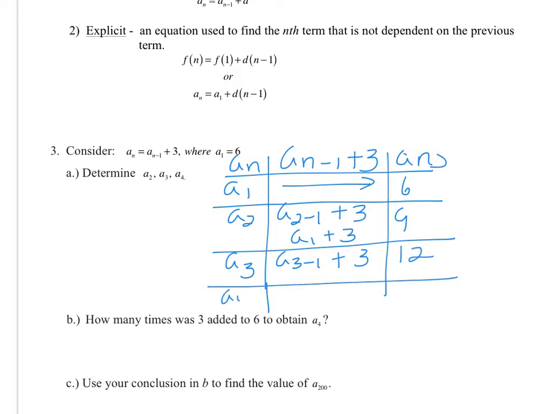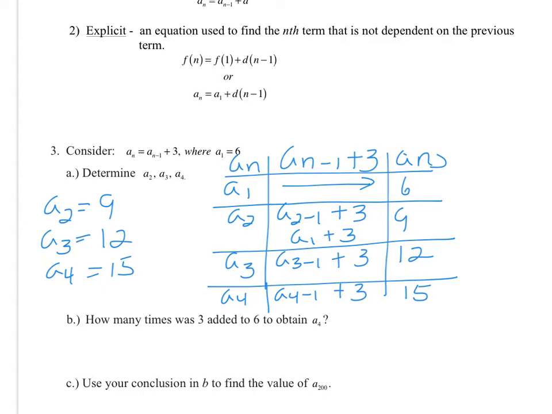One more. A sub 4. A sub 4 minus 1 plus 3, which is a sub 3, which is 12. 12 plus 3 is 15. So we were going up by 3s. We were adding 3. So a sub 2 came out to be 9. A sub 3 came out to be 12. And a sub 4 came out to be 15.